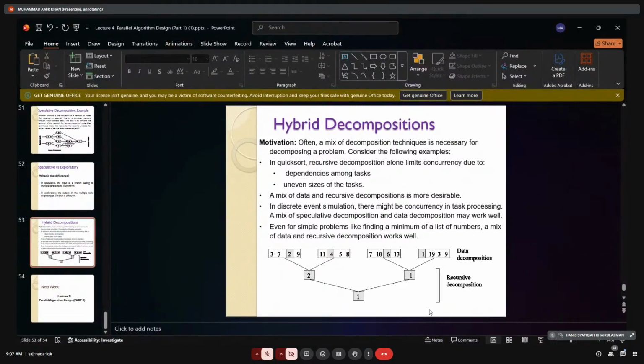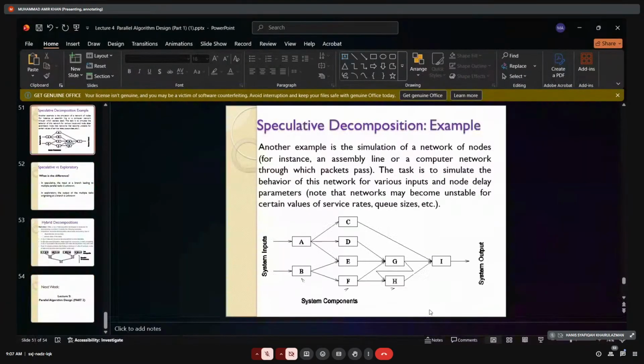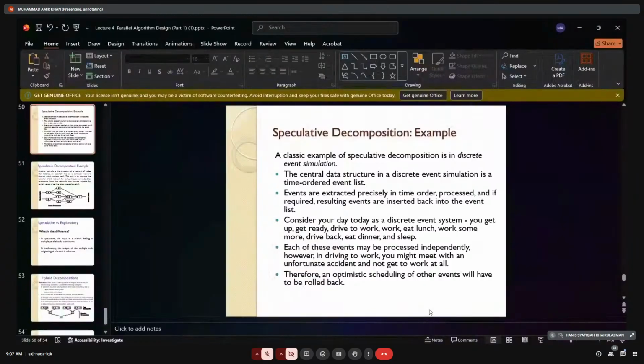So that's all about this. Finished. Your test one will be from this lecture. This is our test one scheme.